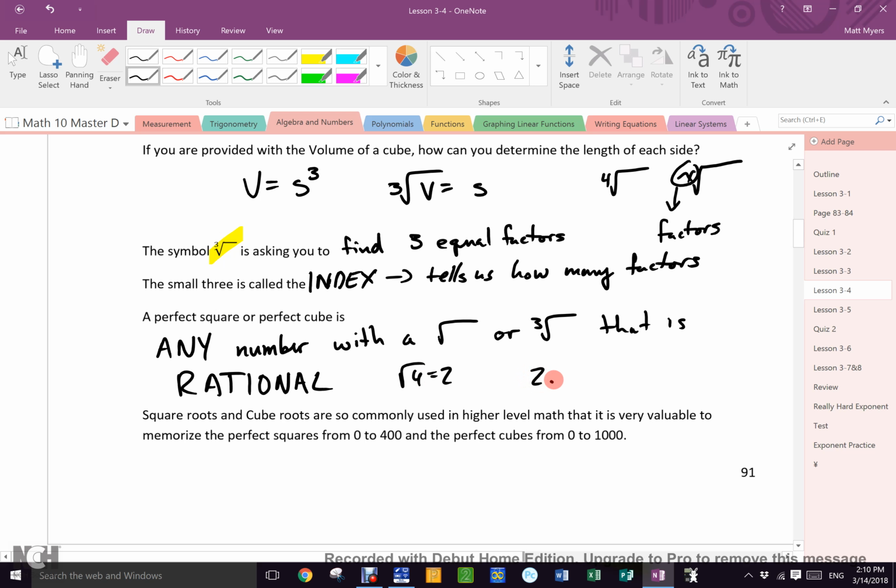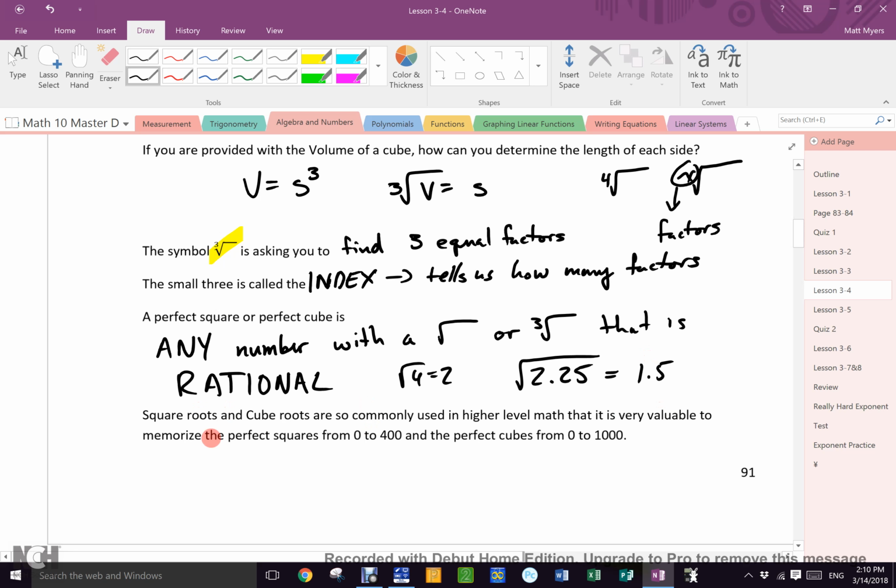Okay, now let me ask you this. Is 2.25 a perfect square? Most of you will need to go to your calculator. Or you might recognize that that's 225, isn't it? It is a perfect square. It is, because it's 1.5. Is 1.5 rational? Yes. So even though it's a decimal, it can still be a perfect square. Does everybody understand? All right.